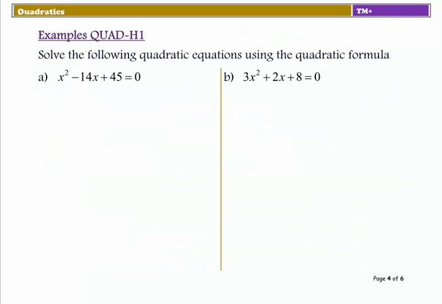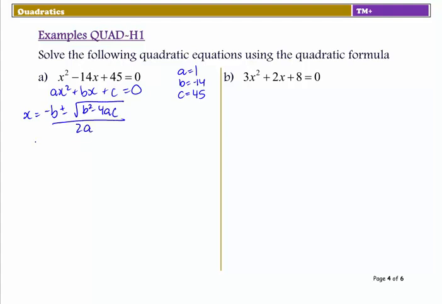So let's look at the first example, x squared minus 14x plus 45 equals 0. Now general form is ax squared plus bx plus c equals 0. So whatever's in front of the x squared term is our a, so in this case a equals 1. Whatever's in front of the x term is b, so b is negative 14, and our constant is c, which is 45. So write out the formula, x equals minus b plus or minus the square root of b squared minus 4ac all over 2a, and plug in the values.